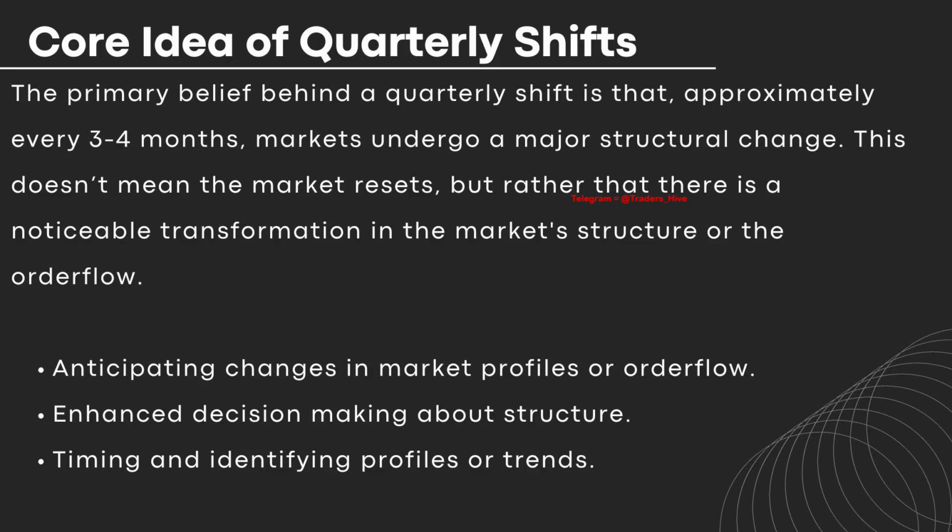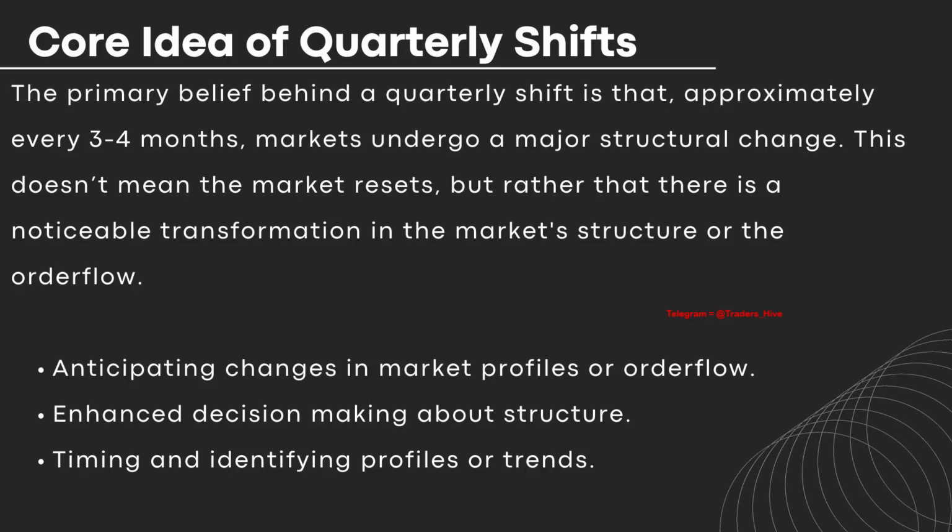Now, what this idea or theory helps us with is that when we have this idea in mind, we can anticipate changes in market profiles or the order flow at specific times of the year, right? Which means we would be using time and we would be timing trends and profiles in the markets, right? And obviously, it's not going to be random at all, but instead we'll be using it with the other concepts, right, which we'll also discuss in this chapter. If the market has moved in bearish order flow for the past 3 to 4 months, then there is a high chance that now it can have a major structural change and it can transition into a bullish order flow if price tests a key level and there is maybe an SMT divergence there or so on, right? This is what this idea tells us, right?